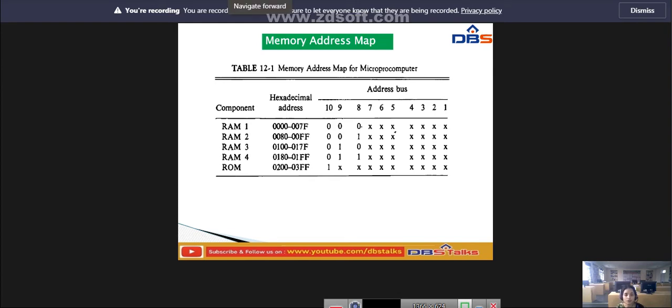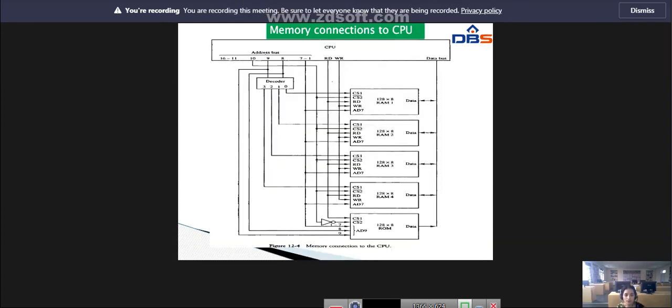Memory connection to CPU. Here this is the diagram of memory connection to CPU. Here we have the RAM and ROM. The RAM and ROM chips are connected to the CPU through the data and address buses. So this configuration gives the memory capacity of 512 bytes of RAM and 512 bytes of ROM.